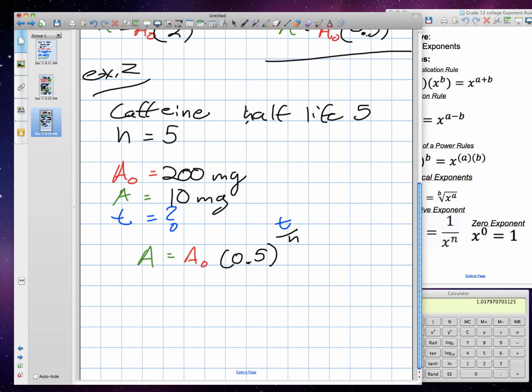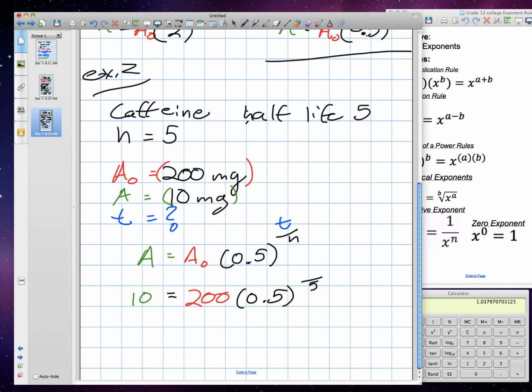Our A is going to be 10. We'll do them in the colors, actually. So we have our 10 is equal to the initial value. The initial value is 200 multiplied by 0.5. Our half-life was 5, and we're still looking for our T.